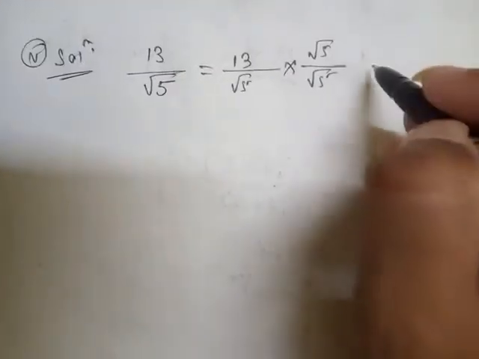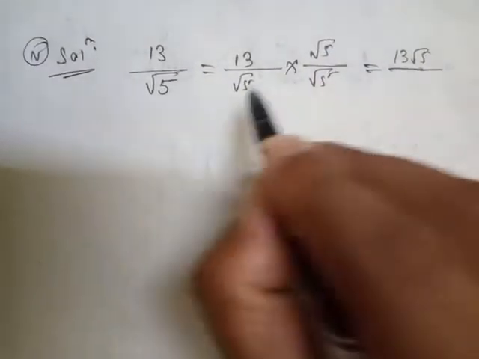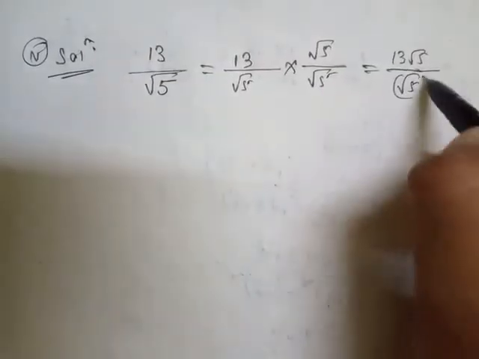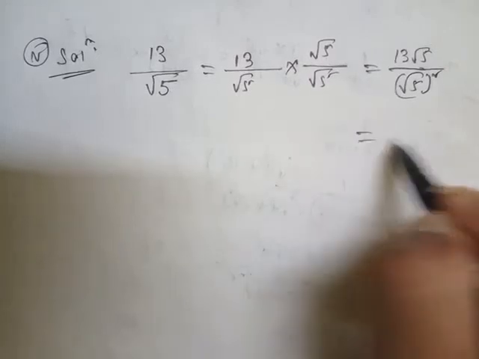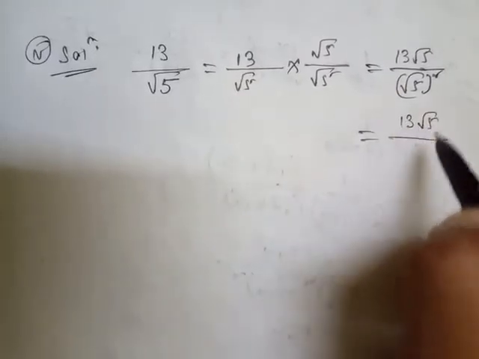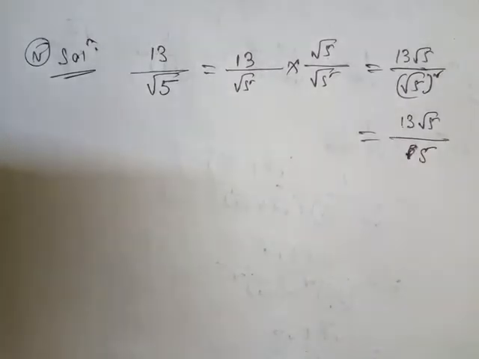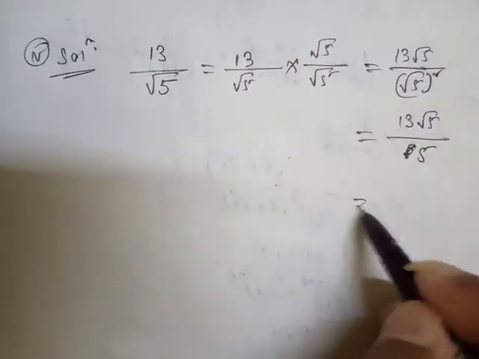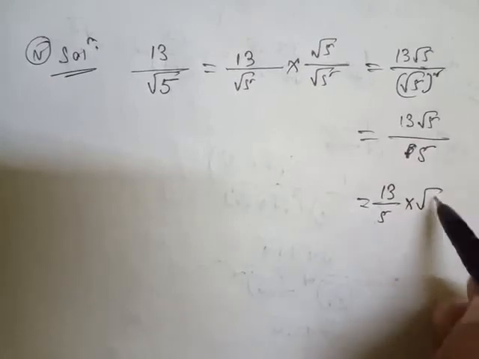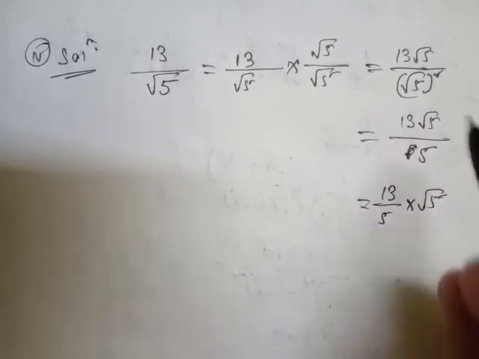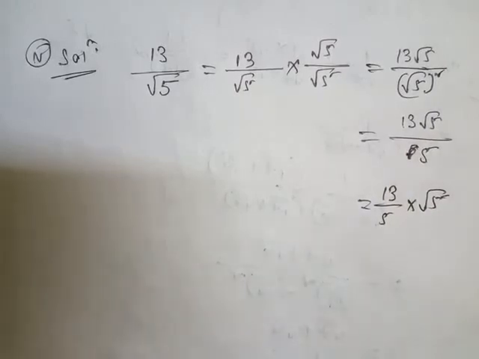So next, 13 into root 5 is 13 root 5, and root 5 into root 5 means root 5 square. Now the square root cancels. If it is cancelled, then the answer would be 13 root 5 by 5 only. This is the answer. Or we can write that 13 by 5 into root 5. Like this also we can write, or if we write like this also okay. This is the answer of Roman 5.